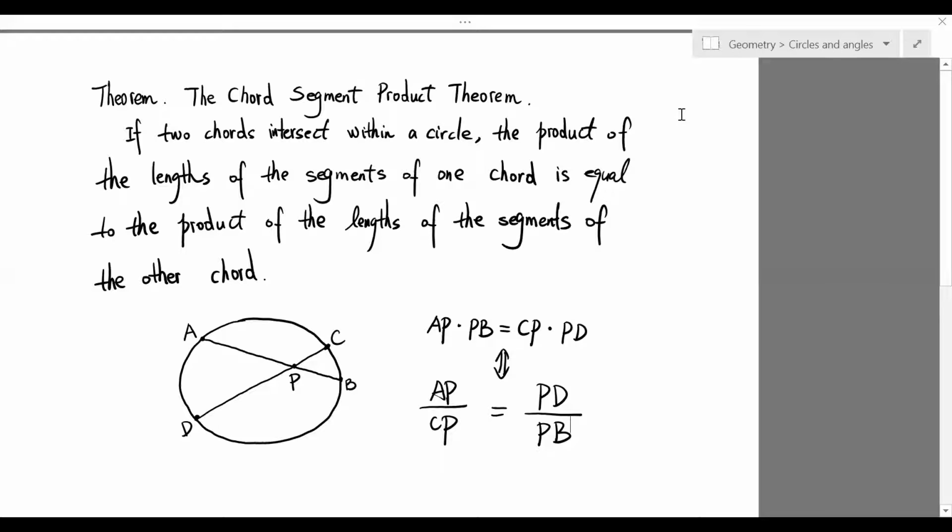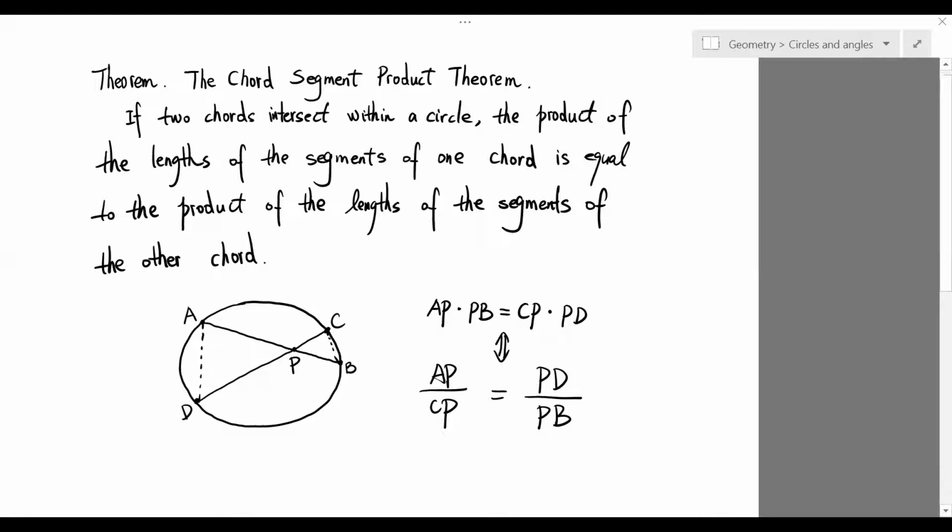To prove this theorem, we will make use of similarity of triangles. Therefore, we're going to join the points A and D to form another chord, as well as the points C and B. Now, by introducing these two chords, we will have two triangles, APD and CPB. And it's easy to see that those two triangles are similar to each other.